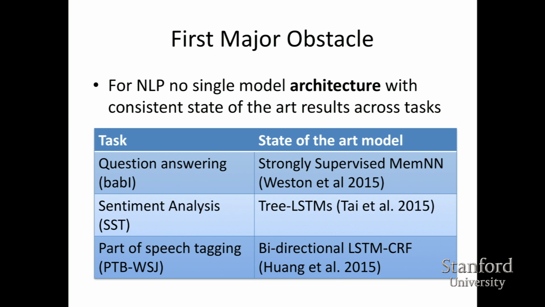But there's still different kinds of models that make different kinds of assumptions, and we would call these different kinds of architectures, right? So the architectures that we've talked about so far are sort of bag of words, window-based, convolutional neural network, recurrent neural networks, LSTMs, and so on. So that's the first major obstacle.